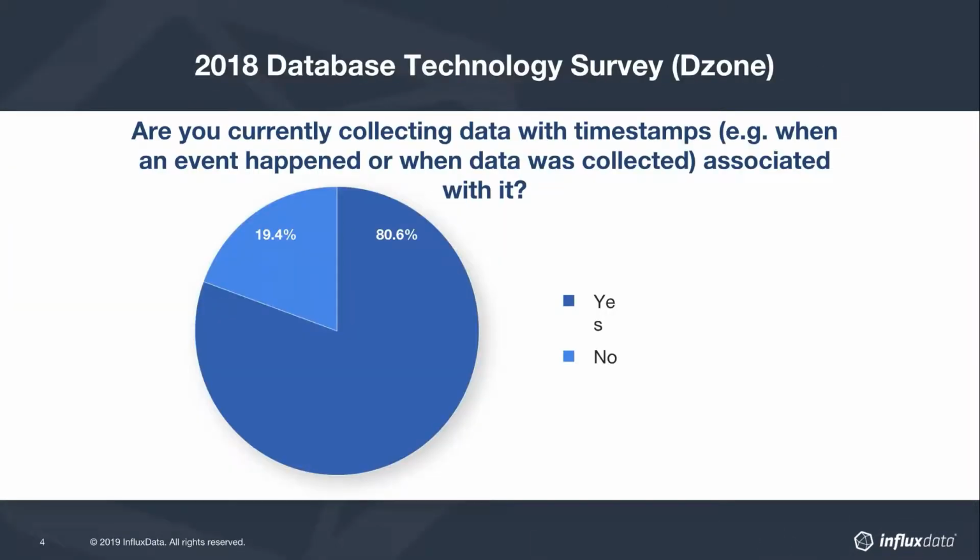So DZone did a database technology survey last year asking, are you currently collecting data with timestamps associated with it, e.g. when an event happened or when data was collected? And the overwhelming majority of people said yes. So time series data, timestamp data is something that's really widespread. It might not even be something you think about as timestamp data, but really all data is timestamped, right? But we're talking about data where time is a first-class citizen. So people are collecting this kind of data in overwhelming amounts.